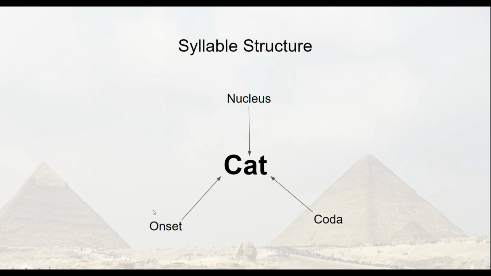So words like this word cat has an onset, so the consonant that occurs at the beginning of a syllable, or the consonants that happen there, and there's a nucleus, so that's the vowel that is in the syllable, that's called the nucleus, and the coda is the last consonant or consonants in a syllable.